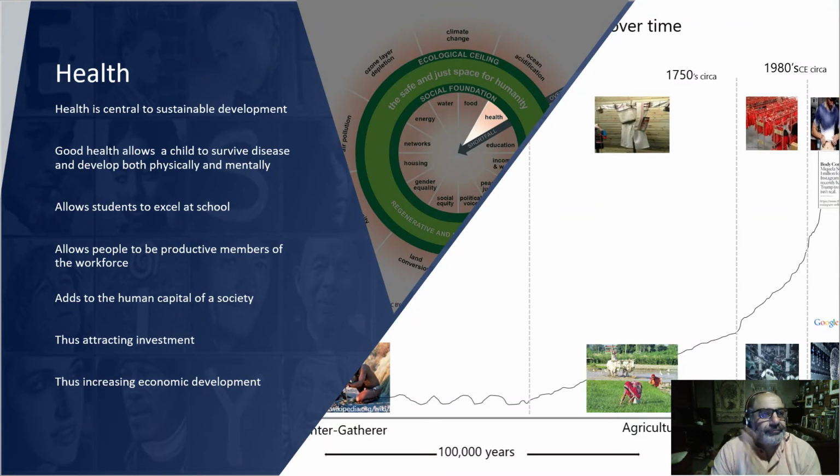Health. Now, this is the health of the individual, central to sustainable development, because good health allows a child to survive disease and develop both physically and mentally. A child that is in ill health may bear those problems all the way through their lives. So it's critical in early development of a child that they get access to good health.